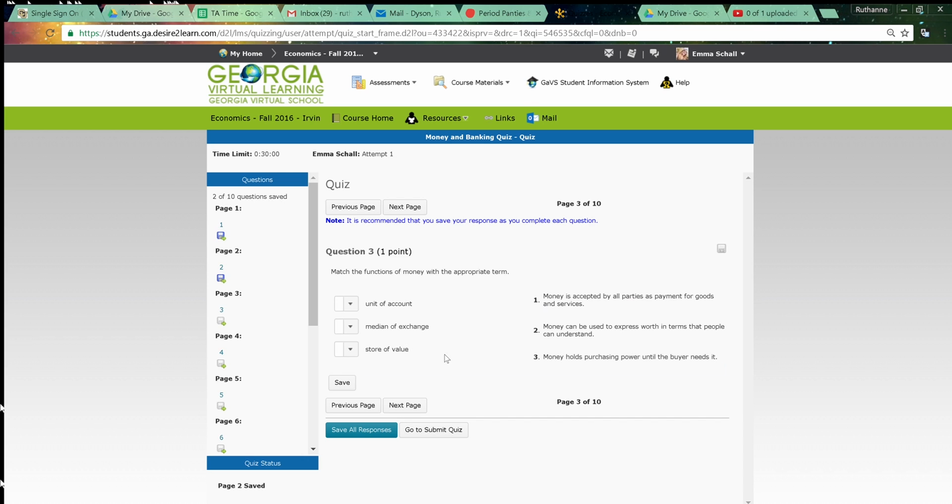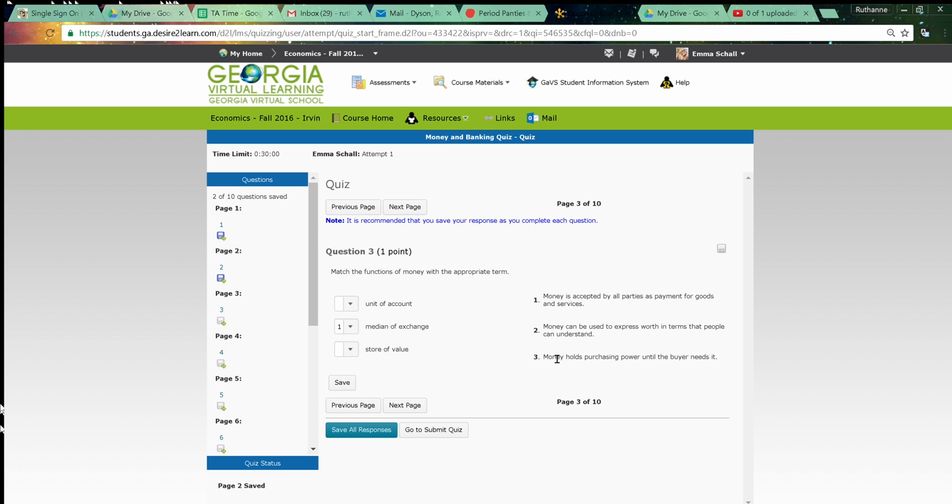Match the functions of money with the appropriate term: unit of account, medium of exchange, or store of value. So let's look at these definitions. Money is accepted by all parties as a payment for goods and services. Okay, so would this be a unit of account, medium of exchange, or store of value? If we're talking about payment for goods and services, then we're talking about exchange, because somebody is going to do a service for me or provide a good to me, and then in exchange, I'm going to give them money, which is going to allow them to continue on with their business.